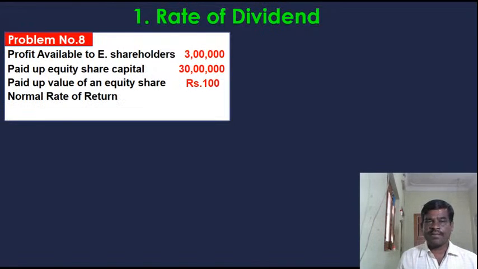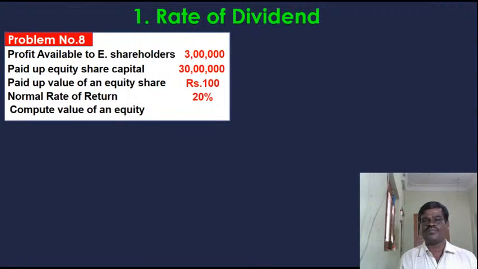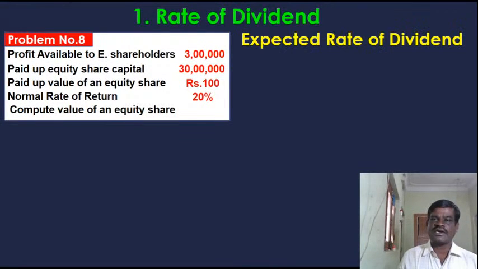The normal rate of return expected by the equity shareholders in the company is 20%. These informations are given in the problem. You have to compute the value of an equity share on the basis of the rate of dividend. First, you have to calculate the expected rate of dividend.